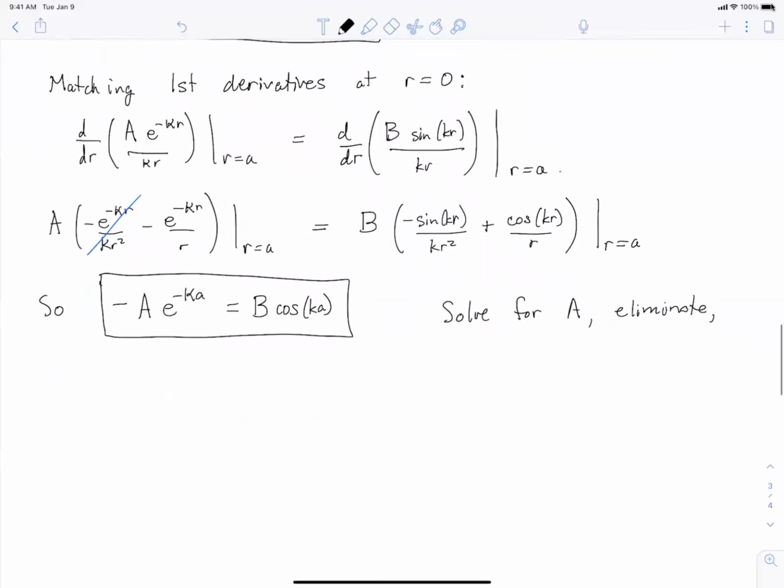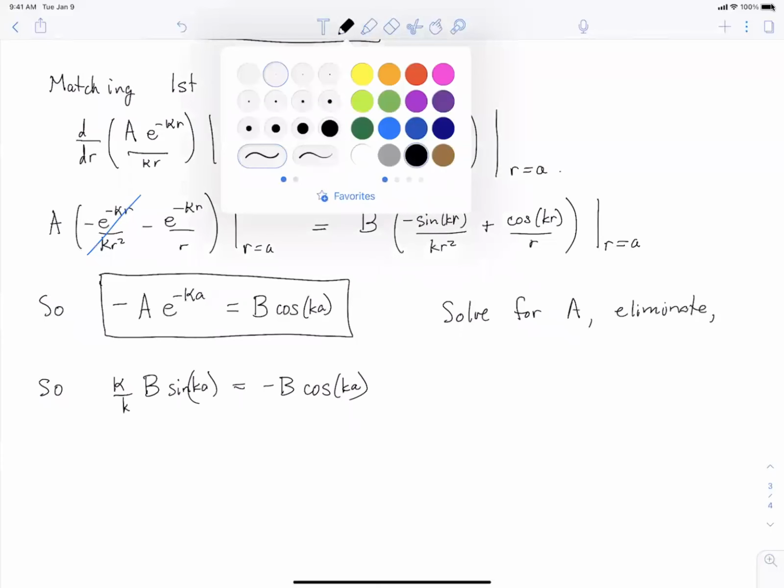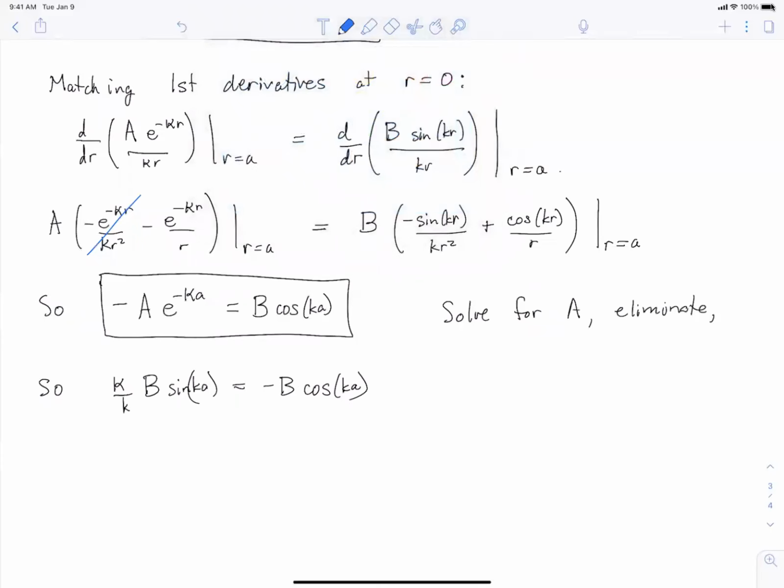Okay, and so what you get when you do that is (kappa over k) b sine ka equals minus b cosine ka. Now everything's proportional to b, so we can assume b is not 0. If b is 0, then we just have the null ket. So we can cross that out and cross that out.